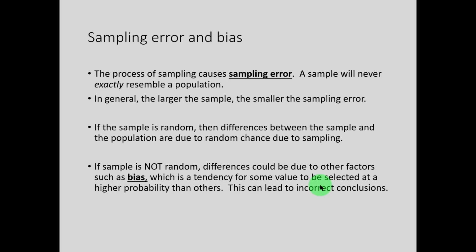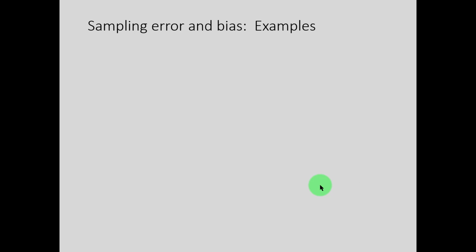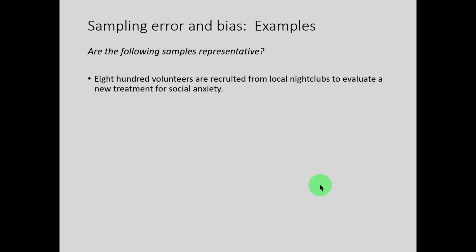Let's look at some examples in which sampling error would be exacerbated. My question to you is, are the following brief scenarios going to result in a representative sample? 800 volunteers are recruited from local nightclubs to evaluate a new treatment for social anxiety.